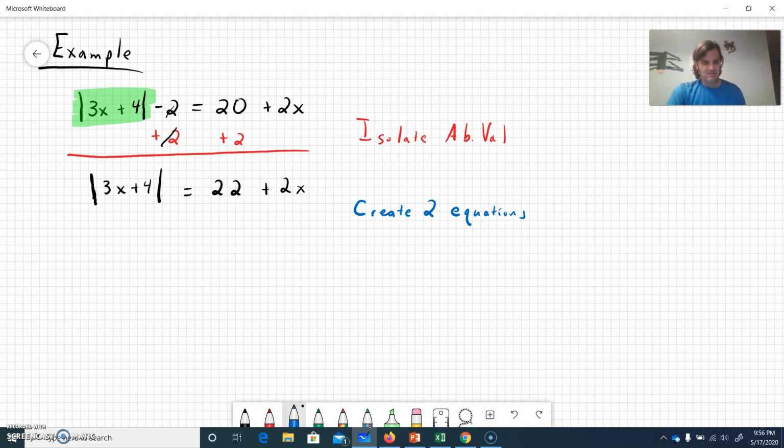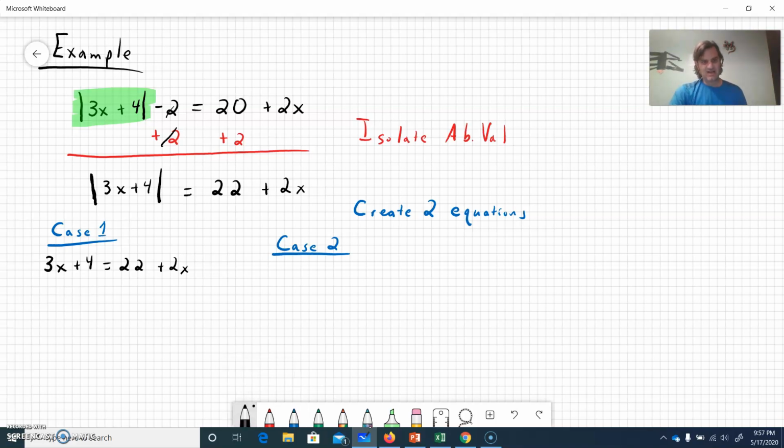Okay, and one of those will come from, let's call it case 1, just dropping those bars. So in dropping those bars, I'll just have 3x plus 4 equals 22 plus 2x, and we're going to solve that in a minute. But before I forget, I'm going to go ahead and write down case 2, because this is so different than any other type of equation you solve that it's easy to forget.